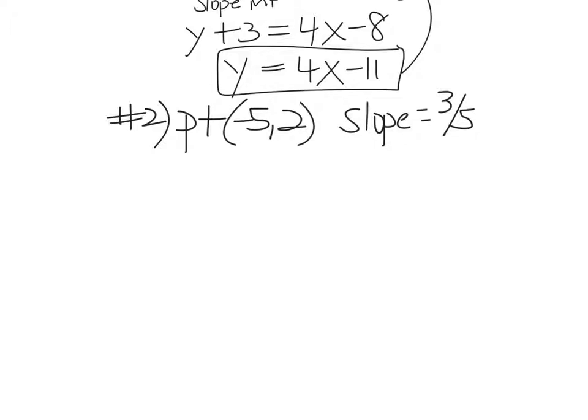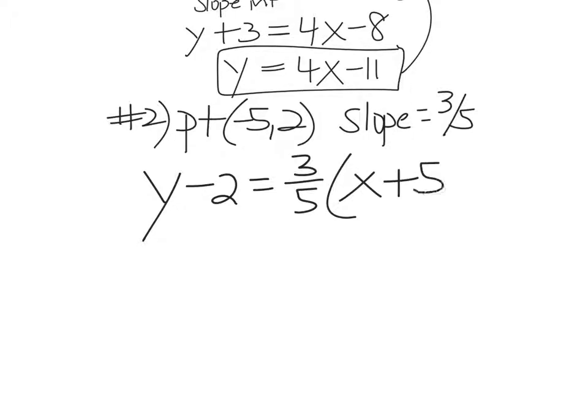Okay, here we go. Point slope. So let's put this into point slope form. So we're going to go y minus 2 equals 3/5 times x plus 5, because it's a minus minus 5, so that makes it plus 5. And if I ask you to just leave it in point slope form, you would be done. If not, ooh, you're going to have to distribute and all that stuff, right? You want to do it?